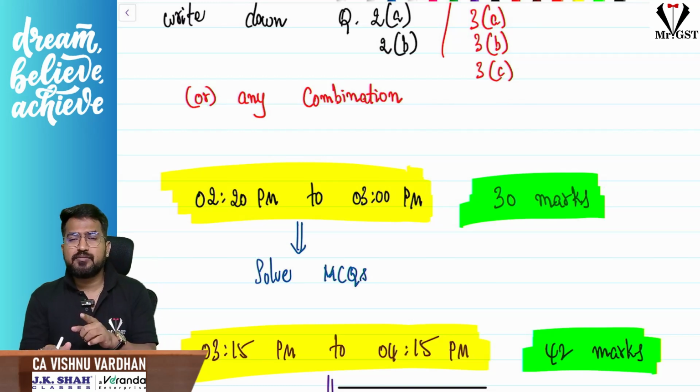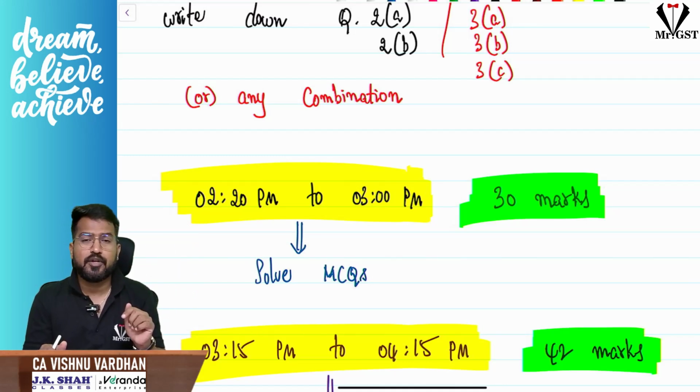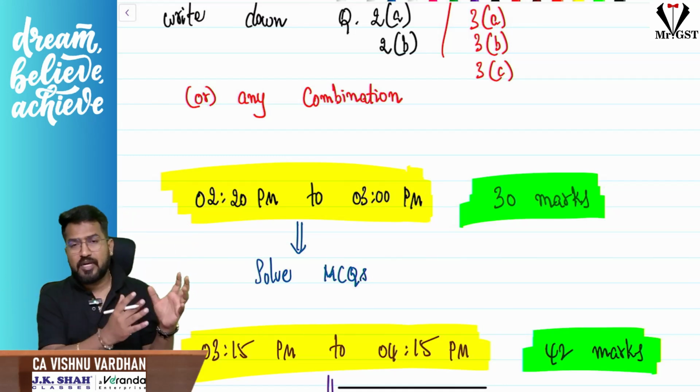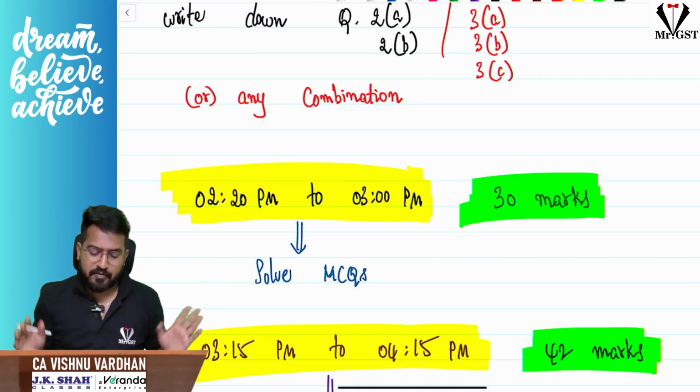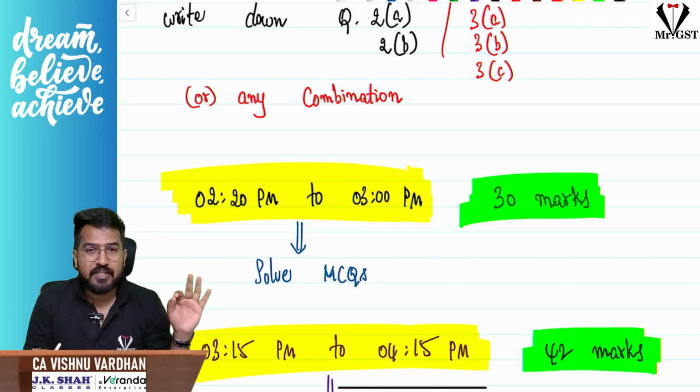And while solving these MCQs, first read the MCQ questions and then go through the case study, because when you are going through the case study later on, you will already have understood the question, so you have clarity about what information is needed in the paragraph. That way you can solve these MCQs. So by 3 o'clock you should be done with the 30 marks of MCQs.